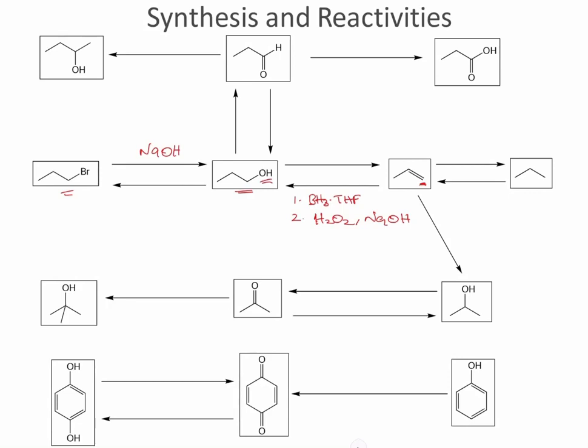How about if we want to install the hydroxyl group in the most substituted position? Well, that could be achieved if we use oxymercuration demercuration. In that case, we employ the use of mercury acetate in the presence of water, followed by sodium borohydride to do the demercuration.